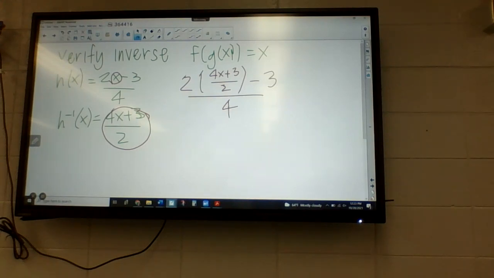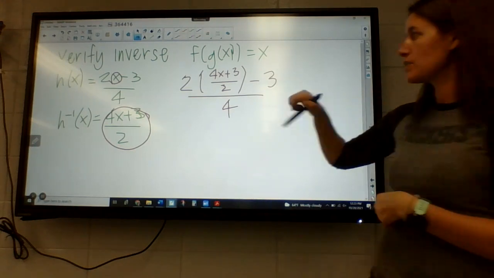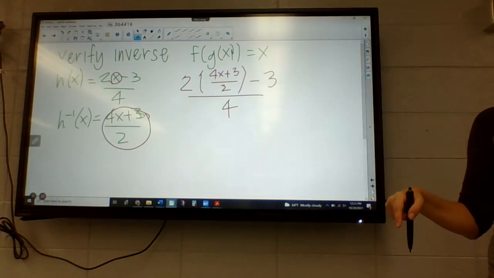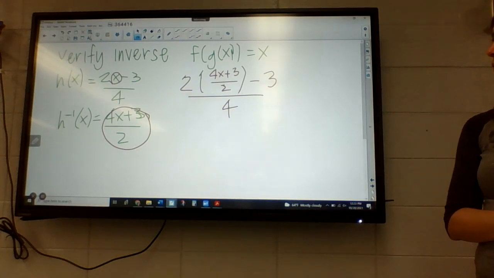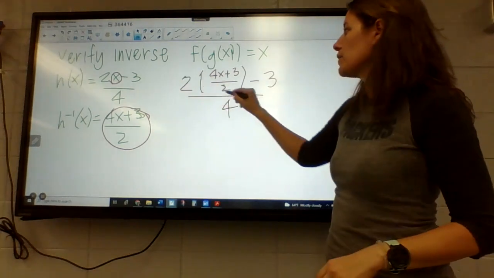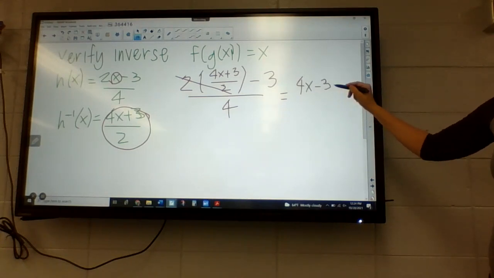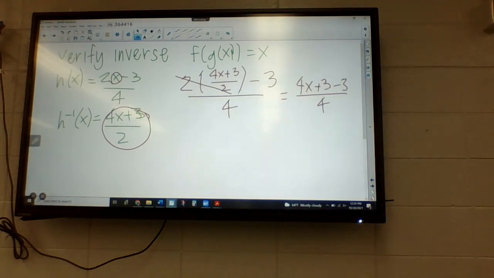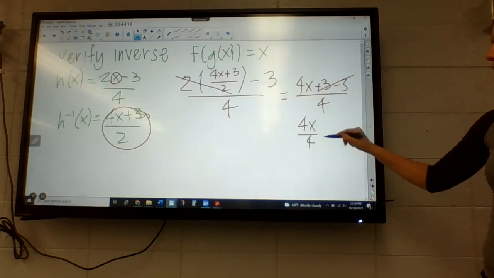That's the same thing you would do on number 8. You take the one function and put it inside of the other. Now I'm going to simplify this, and I want it to equal x to show that it's the inverse. So what happens first here? How can I simplify this? The 4x plus 3 divided by 2, the 2's will cancel, yep. So get rid of those. I'm left with 4x plus 3 minus 3 over 4. What happens next? The 3's cancel. I'm left with 4x over 4. What happens? The 4's cancel.